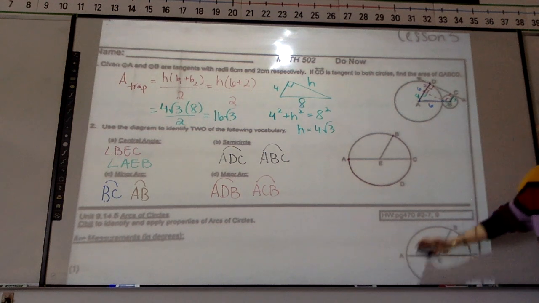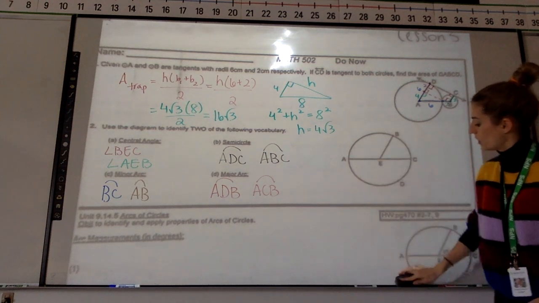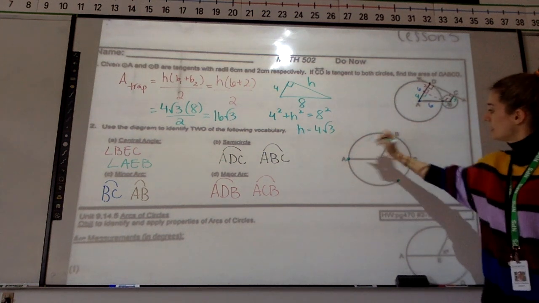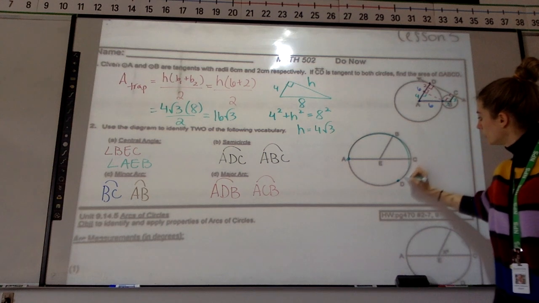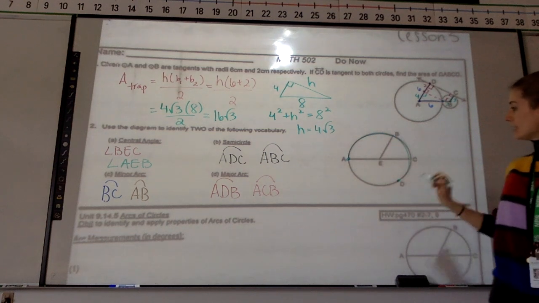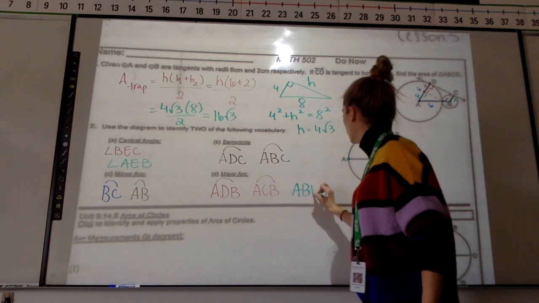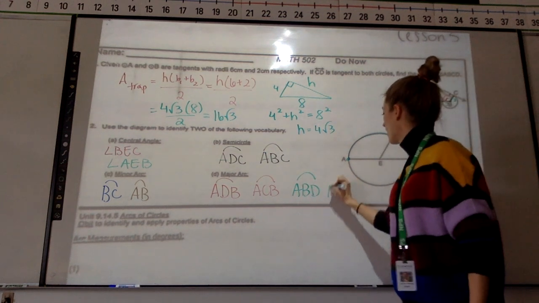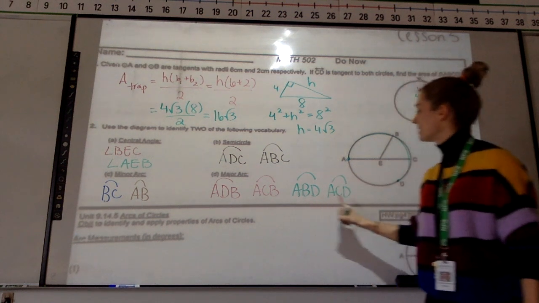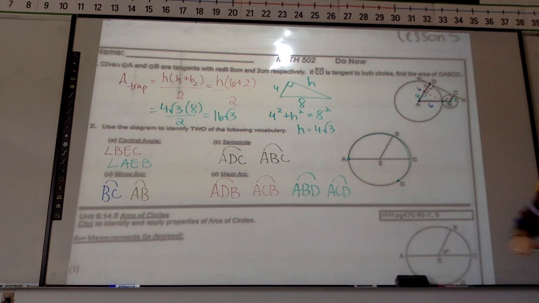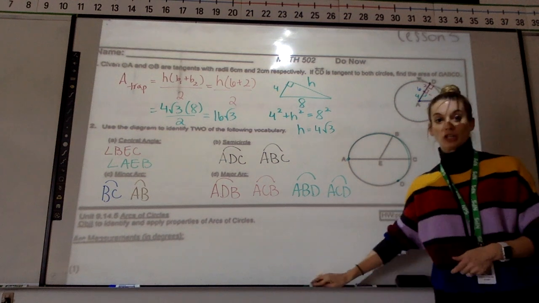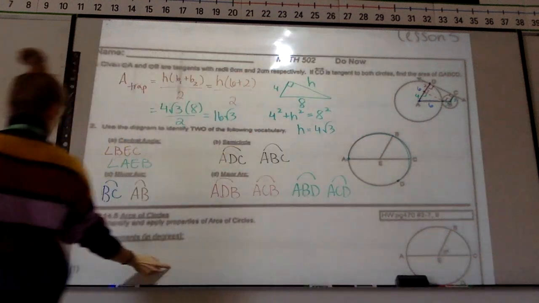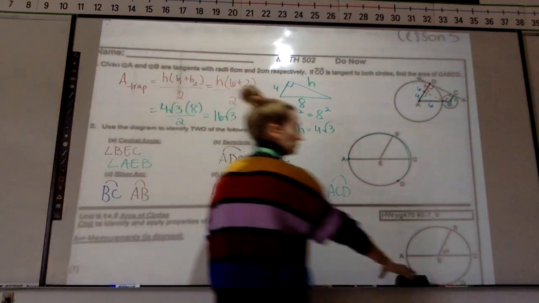If you wanted to give another major arc in the diagram, let's say that you wanted to use the points A and D and wrap around the circle this way, you could say arc ABD, or you could say arc ACD. These are the same exact major arc, we just have 2 different names for them. It's that middle letter that's changing to indicate the direction. So that was your do now. Moving into a little bit of vocabulary down here.